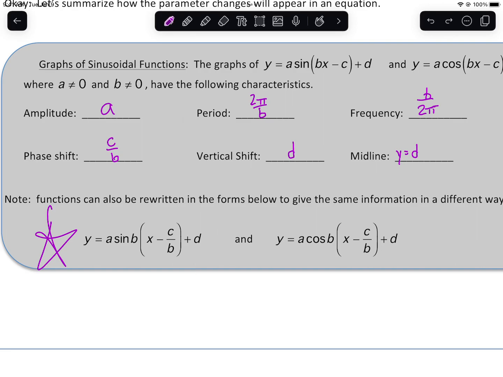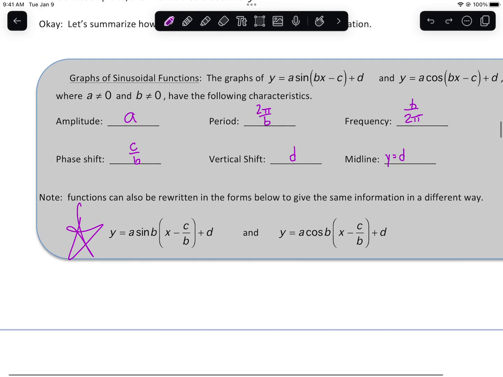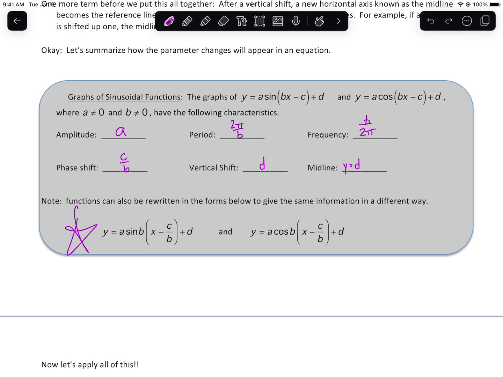Frequency is just a reciprocal of the period. Technically, it's 1 divided by the new period, which would just be b over 2 pi, so you just need to know that it's a reciprocal. The phase shift, I usually look at the simplified, factored form right here. The phase shift is whatever the c over b number is going to be, and we'll see that in an example in just a minute, but it could go right or left based off of that. Vertical shift is the thing outside of the parentheses, a d value that moves you up or down, and then the midline is the equation y equals d. So that is everything you need to know for those.